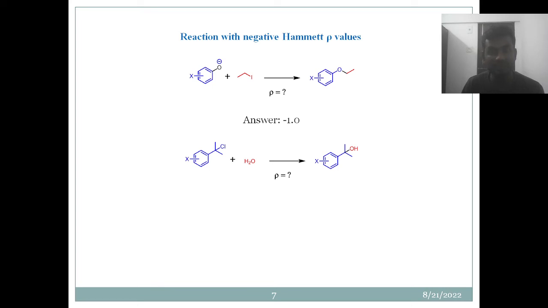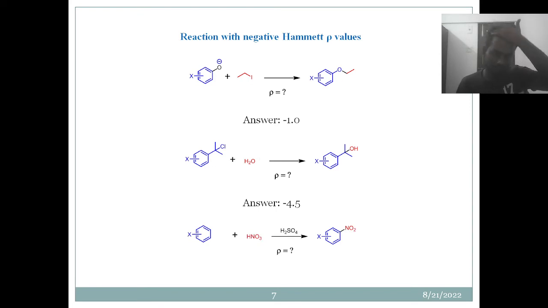And what will happen? Of course, we expect a higher rho value, but not that high. I mean the magnitude I am talking about. Of course, it is negative. So what is this? It's -4.5. Again, since it is not directly on the benzene ring, it is not abruptly high. Now I have another example. I have been talking about aromatic electrophilic substitution all the time. What you see here in this aromatic electrophilic substitution, this mechanism was already discussed in the earlier classes.